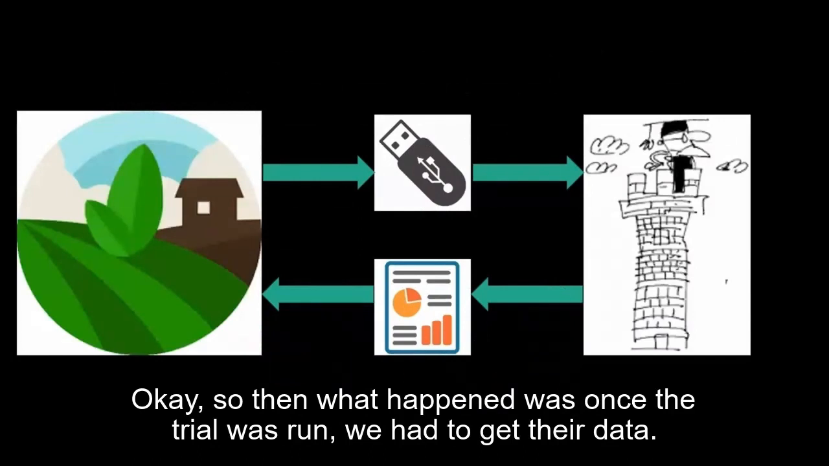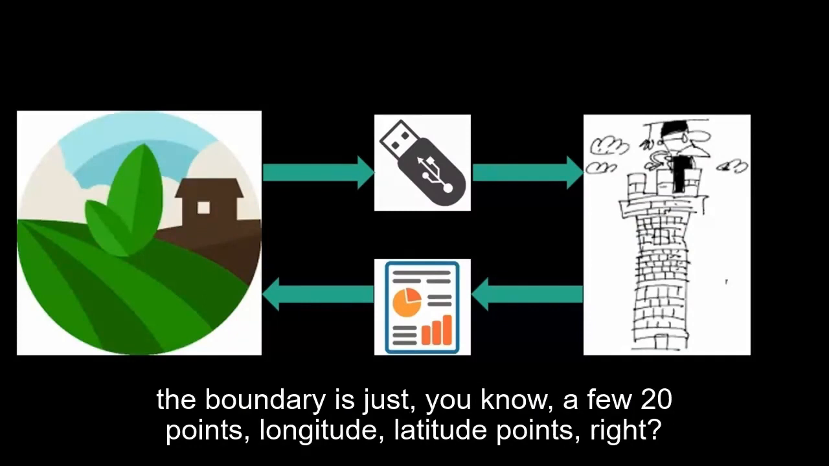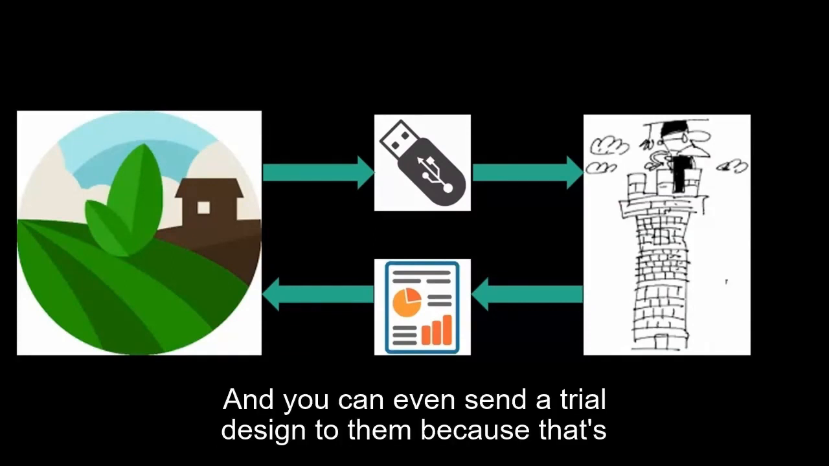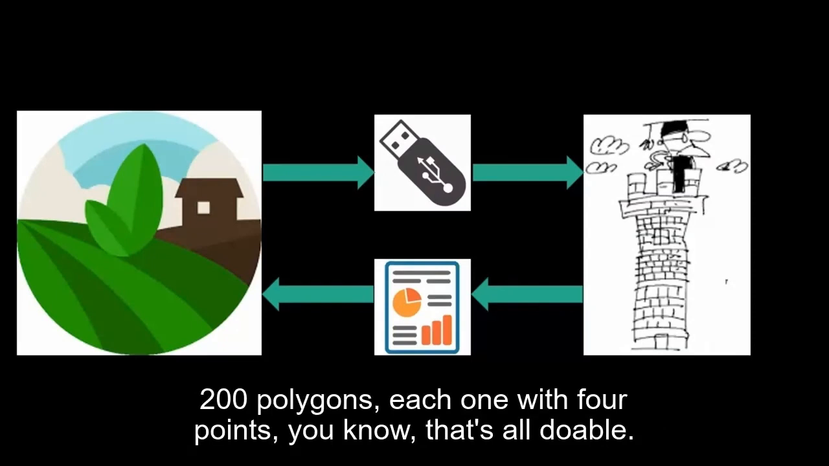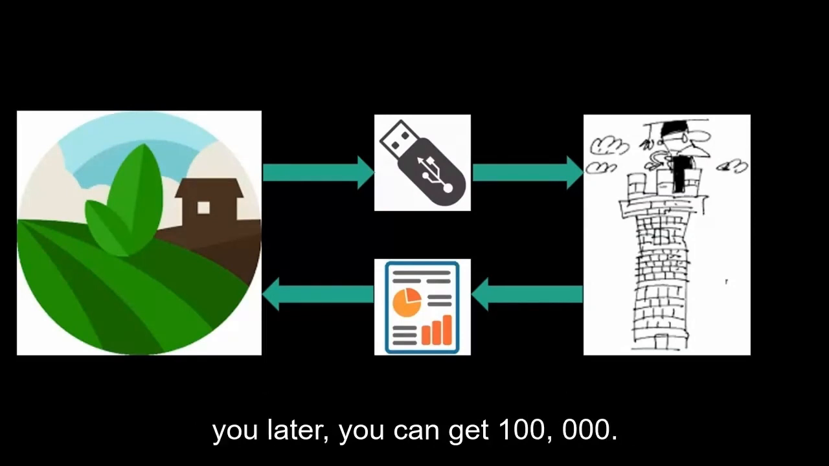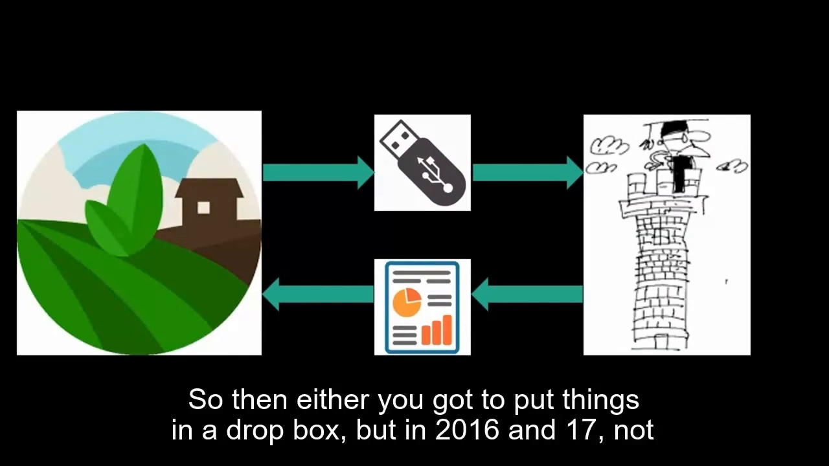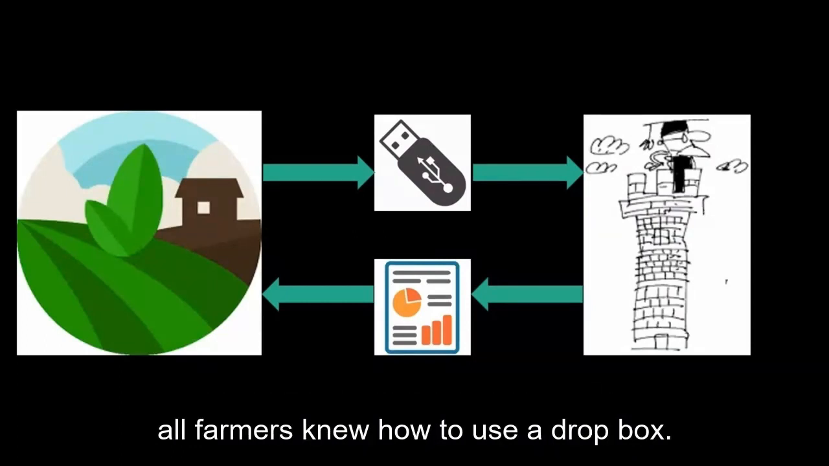Then once the trial was run, we had to get their data. You can mail a shape file to somebody that has a boundary, because the boundary is just a few 20 points, longitude, latitude points. And you can even send a trial design to them because that's 200 polygons, each one with 4 points. That's all doable. But once you start getting as-applied data, which I'll show you later, you can get 100,000 observations and it gets too big to email. Then either you put things in a Dropbox, but in 2016 and 17, not all farmers knew how to use a Dropbox.